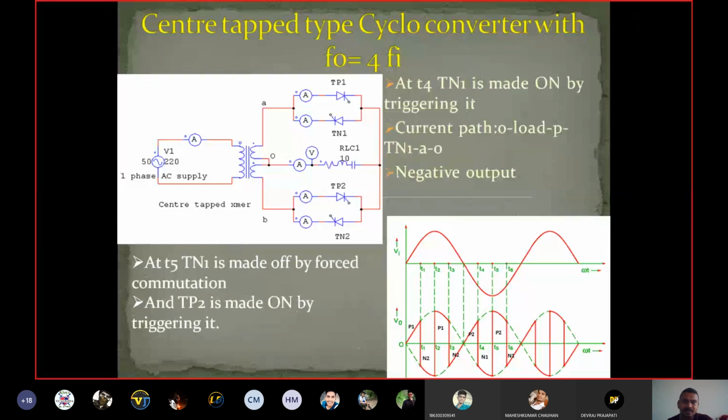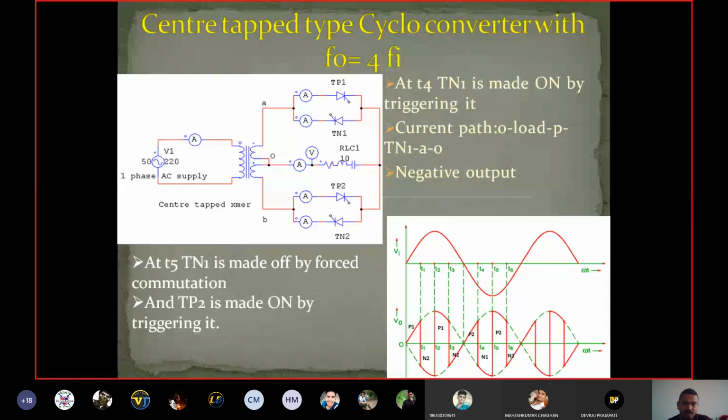TN1. Okay, so now TN1 becomes on, so the current is flowing from O to load, load to P, P to TN1, TN1 to A, and A to O. So current is flowing from O to P through the load. Okay, so the current flowing through the load is in which direction? O to P. That means it is a negative direction. So we are getting a negative output.